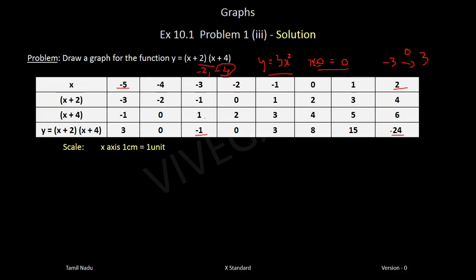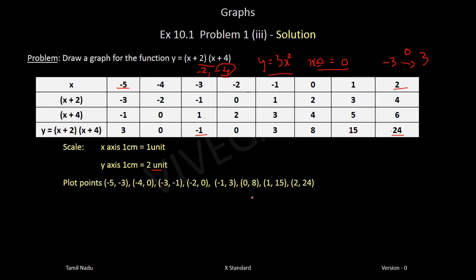So the scale on the x-axis is 1 centimeter equal to 1 unit, and for the y-axis 1 centimeter equal to 2 units. Next, we'll collect all the points. The points are (minus 5, 3), (minus 4, 0), (minus 3, minus 1), (minus 2, 0), and it goes on, right? So I have collected all the points. Then you have to plot the points and join them to form a smooth curve. So that is how this problem will be done.